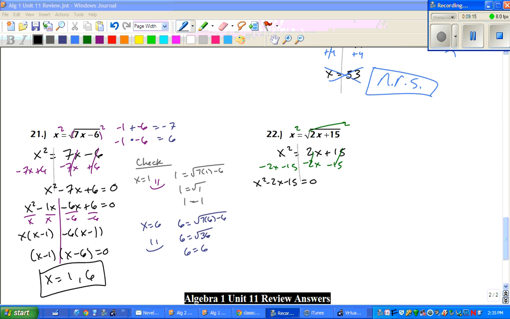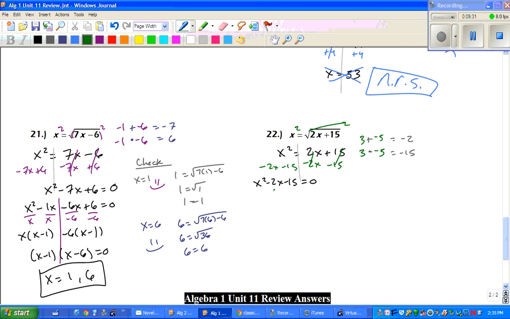But now you've got to go through and factor this. When you're factoring, you're looking for numbers that add up to negative 2 and multiply to negative 15. That's going to be 3 and negative 5. So that's how you do the split. x squared plus 3x minus 5x minus 15 equals 0. Go ahead and factor it and do the check. You guys are all on your own. Good luck.